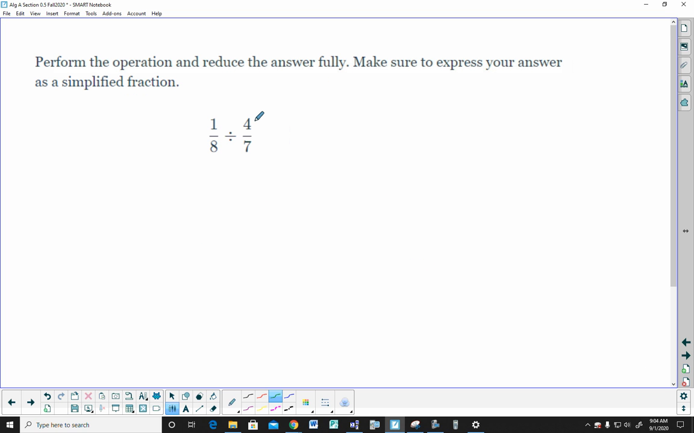Okay, you cannot cross cancel when it's dividing. You can only cross cancel when it's multiplication. So you're going to turn this into 1/8, hold the first one still, times the reciprocal of the second. Once it's in multiplication form, you can look and see, will anything cancel? Nothing cancels on this one. So you just multiply straight across. 7/32. And you're done. That's your final answer.